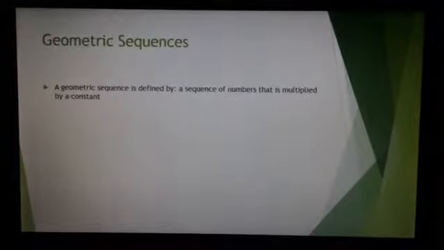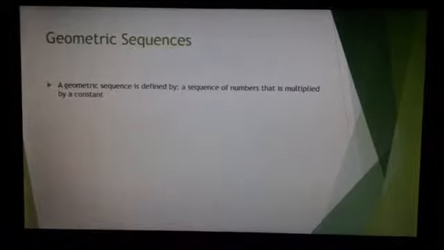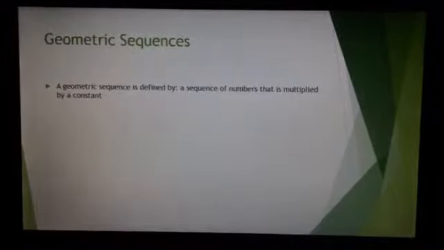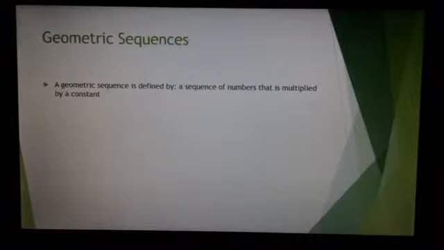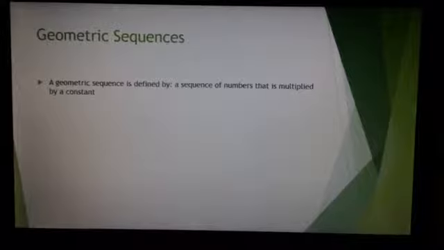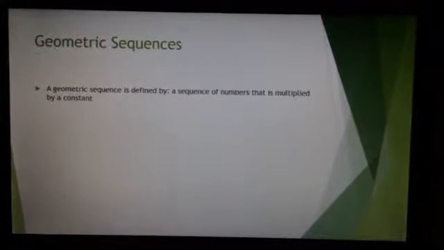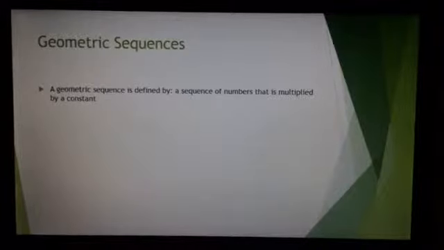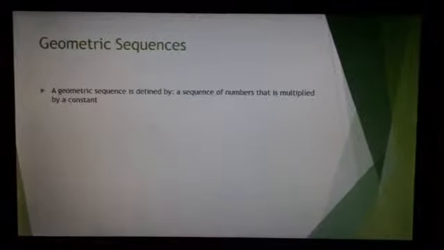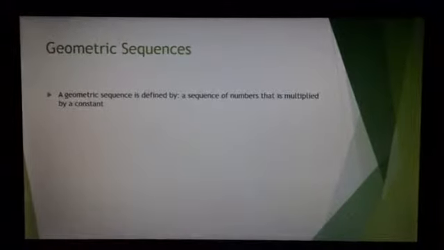Now we're going to talk about geometric sequences. A geometric sequence is defined by a sequence of numbers that is multiplied by a constant. So the difference between an arithmetic sequence and a geometric sequence is that with arithmetic sequences, you add or subtract a certain number and you'll get the pattern. But with geometric sequences, you're only multiplying the sequence by one constant number.